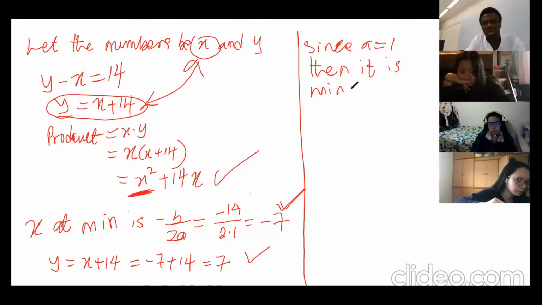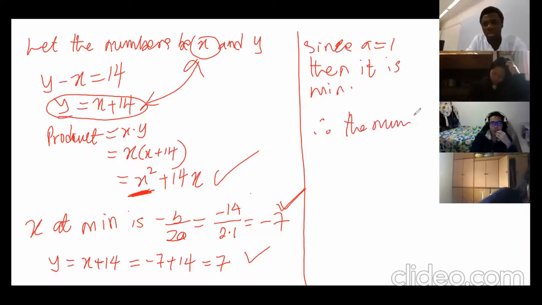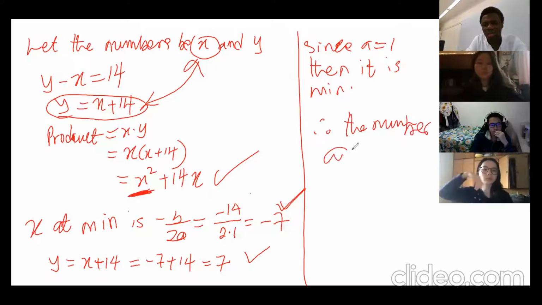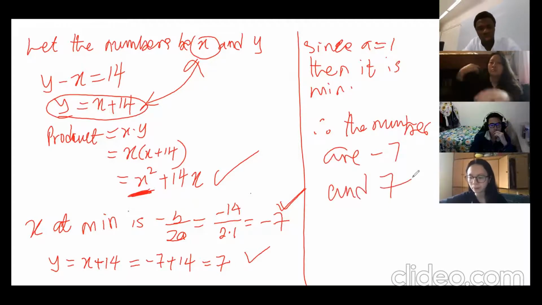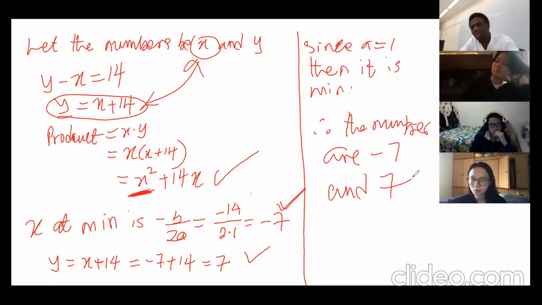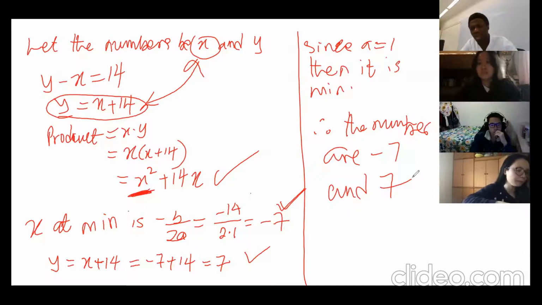Does it make sense? So therefore, the numbers are minus 7 and 7. But did they differ by 14? Yes, they differ by 14. There are so many other numbers that differ by 14. 0 and 14 differ by 14, right? 1 and 15 differ by 14. Okay? 2 and 16 differ by 14.